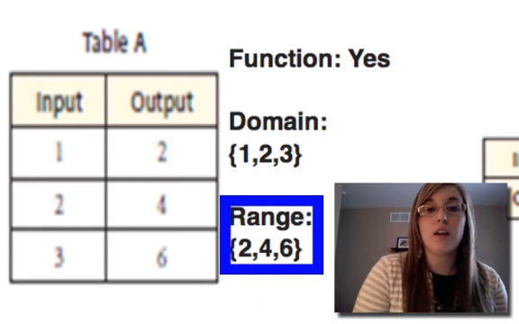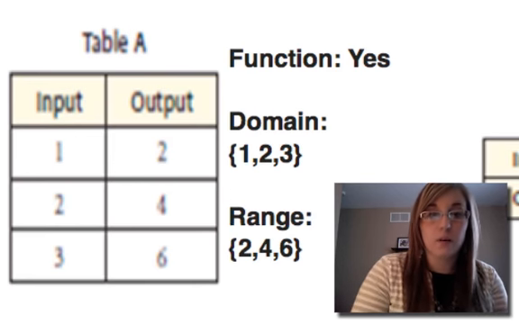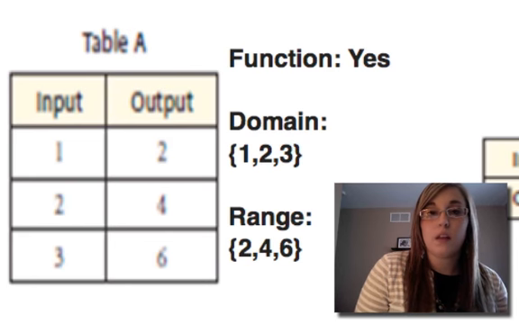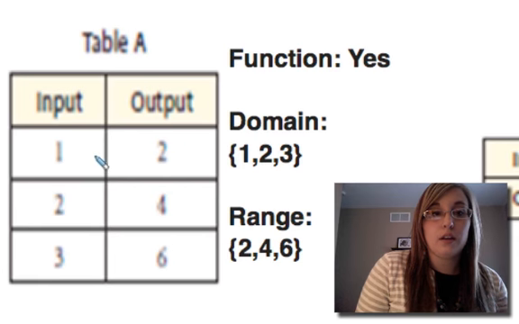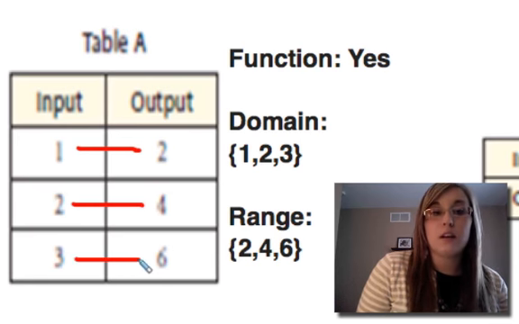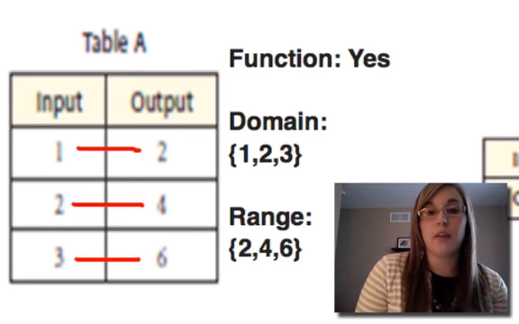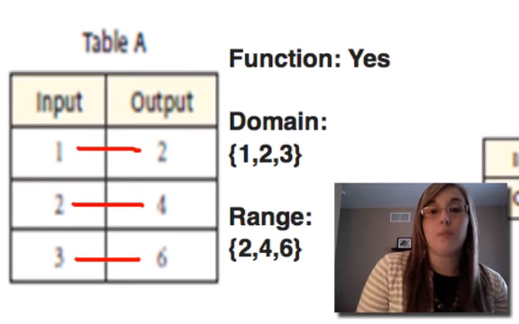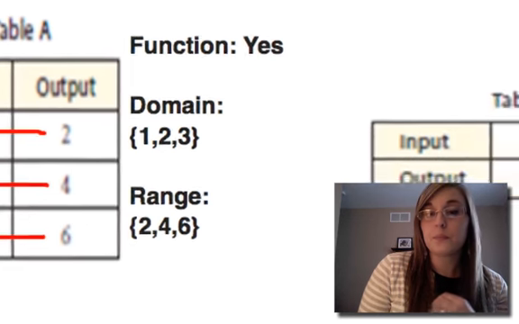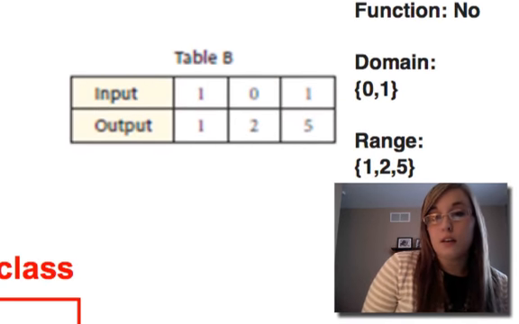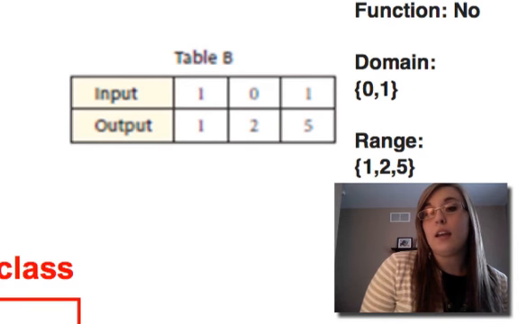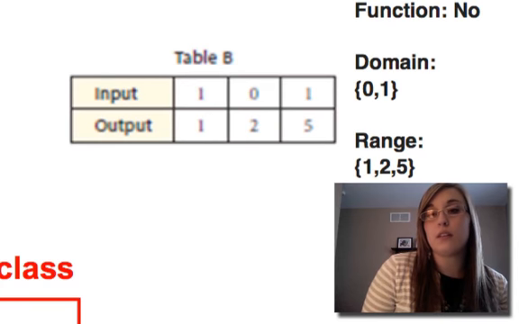And if I look at my numbers here, see if I can get up my tools. There we go. Input 1 gives you an output of 2. An input of 2 gets you an output of 4, and an input of 3 gives you an output of 6. So every single x has exactly one y that goes with it, which is why that example is a function.